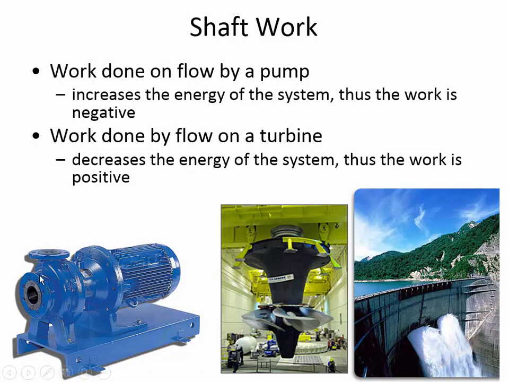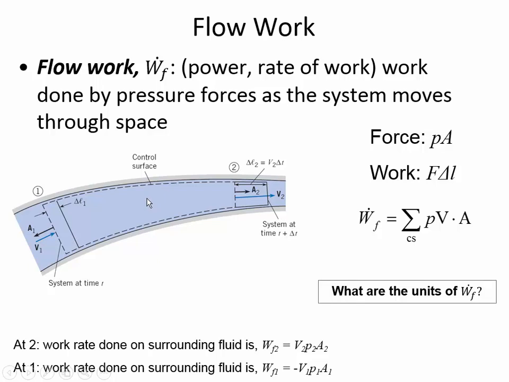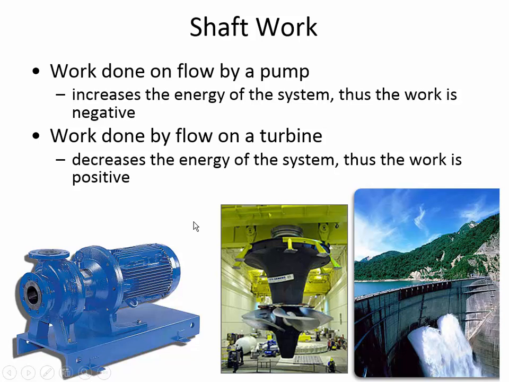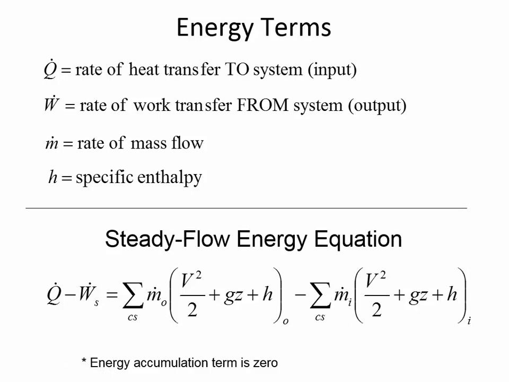Now, that was flow work. Water flowing through a pipe is doing work as it exerts forces. There's also shaft work, and we've already talked today about pumps and turbines. A pump is doing work by increasing the pressure inside of the pipe. It's adding energy to the system. And similarly, a turbine is removing energy from the system. The flow is acting on the turbine, and we can extract that energy and turn it into electricity. So they're sort of inverses of each other in the way that they work in the energy equation.